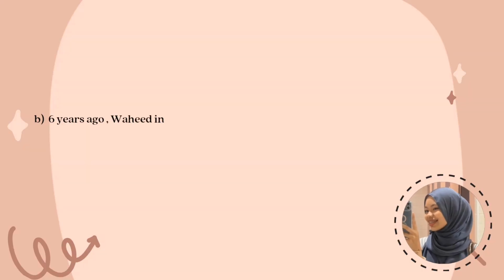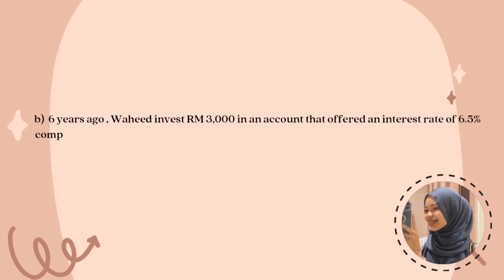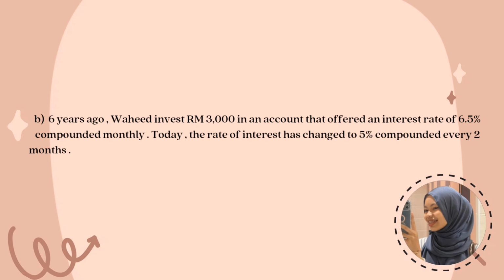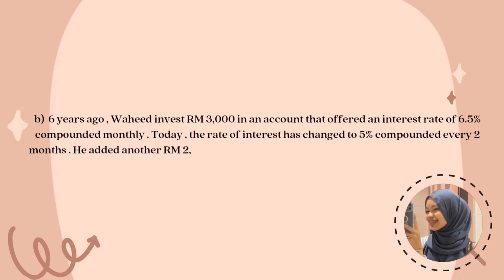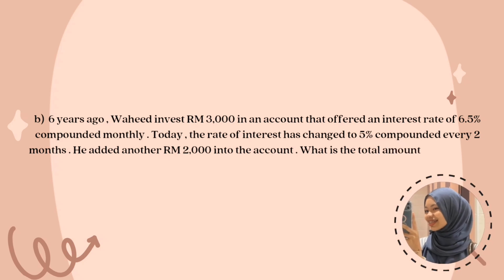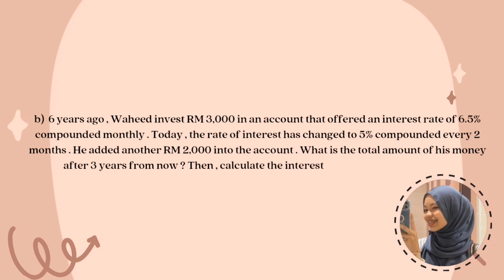For B, 6 years ago, Wahid invested 3,000 ringgit in an account that offered an interest rate of 6.5% compounded monthly. Today, the rate of interest has changed to 5% compounded every 2 months. He added another 2,000 ringgit into the account. What is the total amount of his money after 3 years from now? Then calculate the interest earned from his savings.